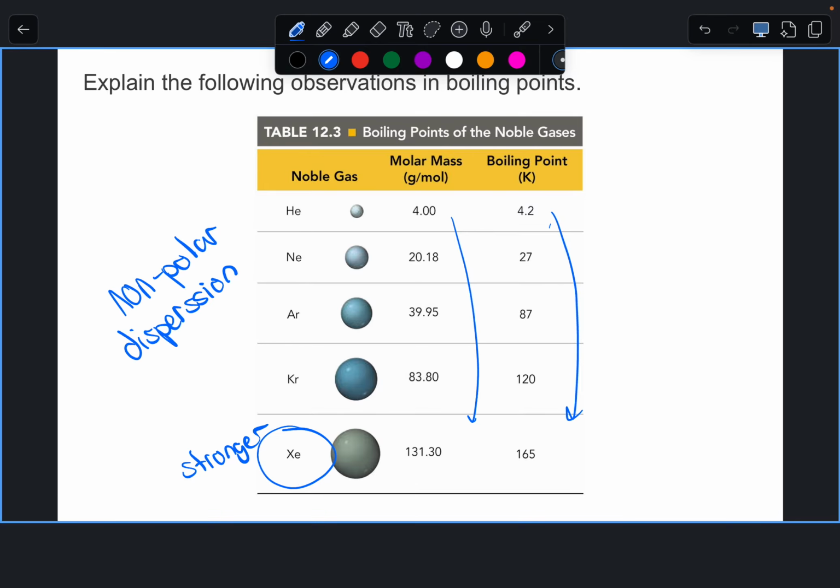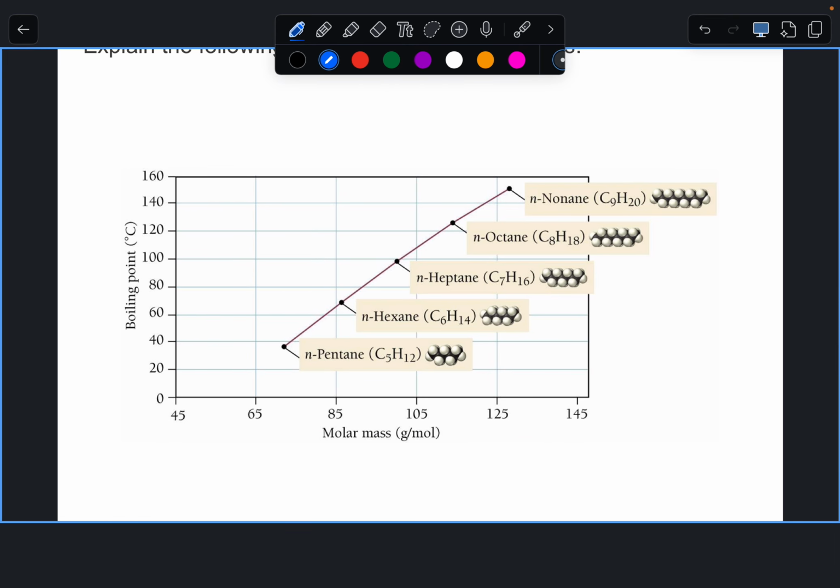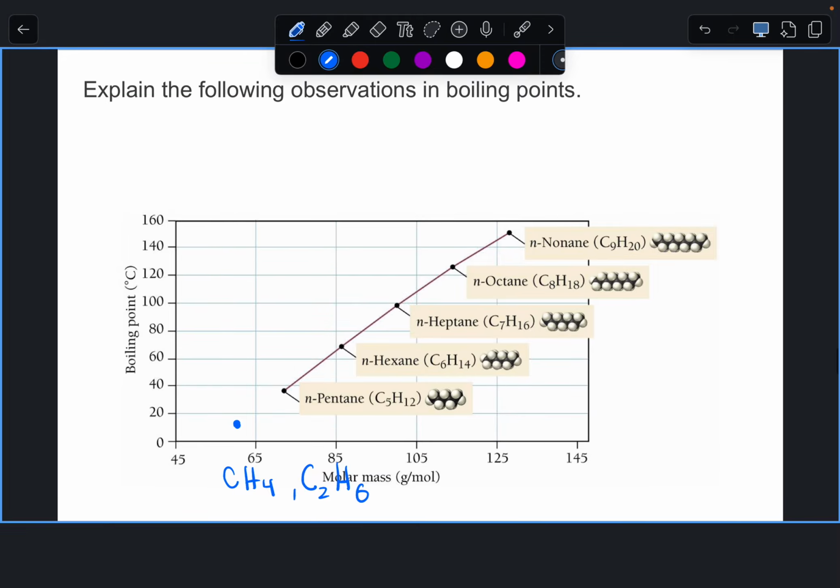Okay, so that's within dispersion forces. There's another example of this down here. And I'm actually going to add to this a little bit. I don't know the exact boiling points, but somewhere in here we've also got methane and ethane. So these are all carbon-hydrogen compounds. Because of that, that means they're all dispersion forces. And on the x-axis, you've got the molar mass. So it's saying as the molar mass increases, the boiling point increases.